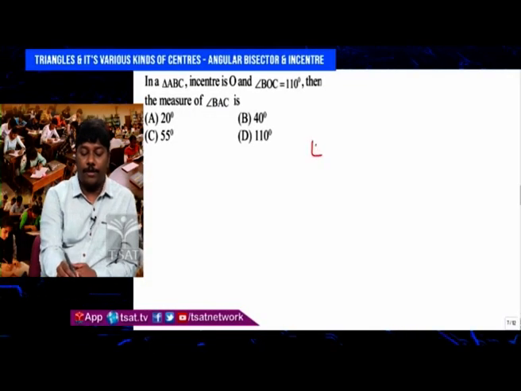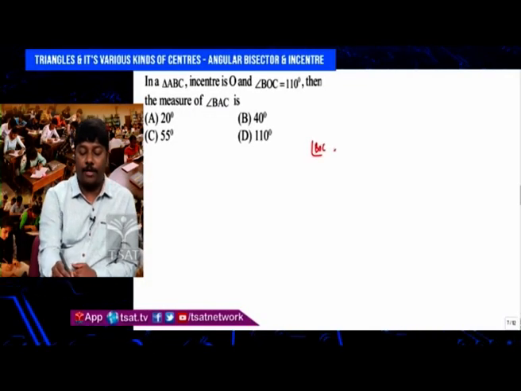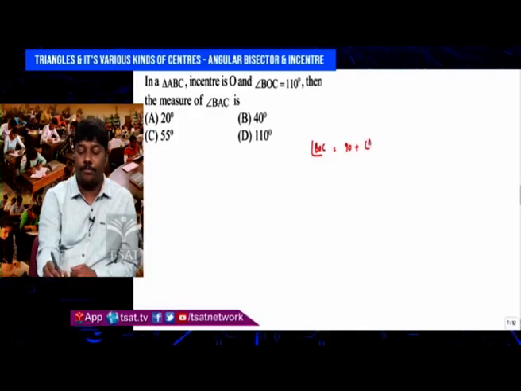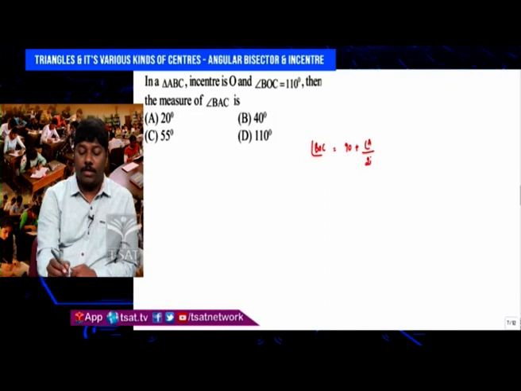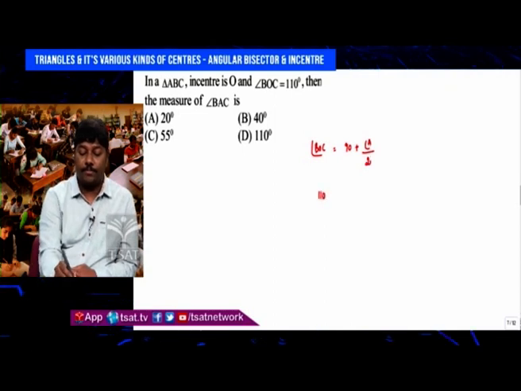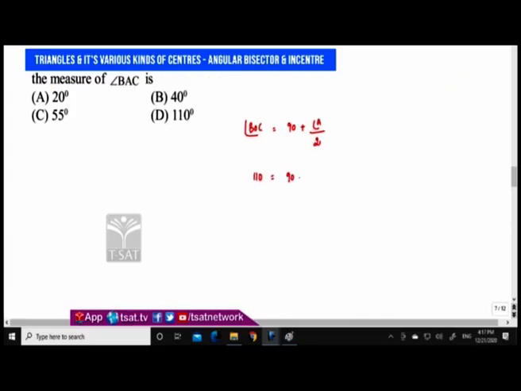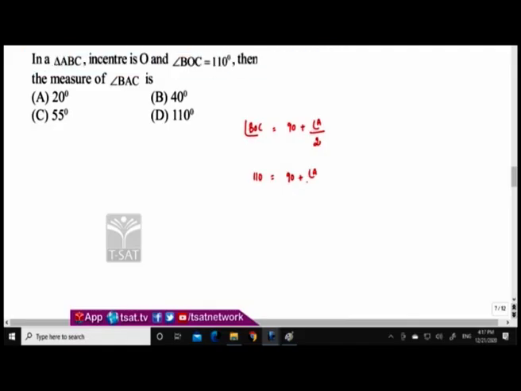We know BOC, formed by two internal angular bisectors, is 90 plus angle A by 2. So 110 is equal to 90 plus angle A by 2. Angle A by 2 is 20, therefore angle A is equal to 40 degrees. Look at the next question.